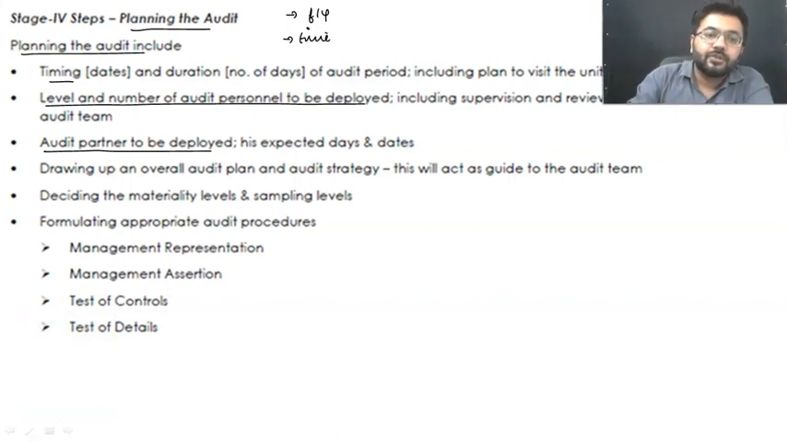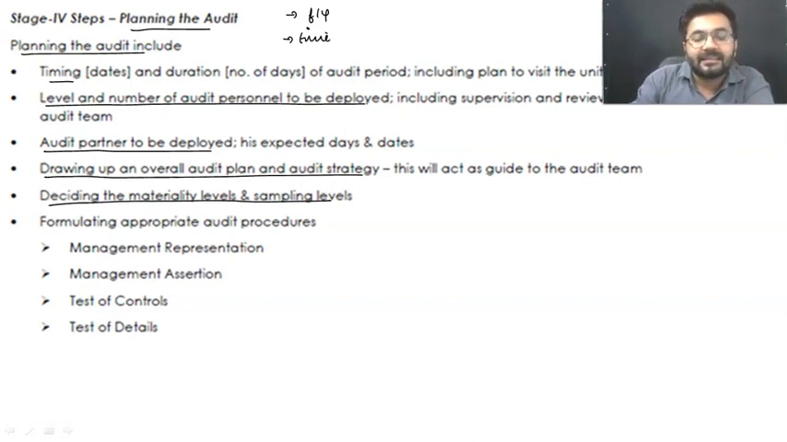Apart from that, there should be drawing up an overall audit plan and audit strategy, and deciding the materiality levels and the sampling levels: how much material is going to be audited, from where you are going to collect your samples. And at the end, you are going to have management assertion, test of control, test of details, and management representations, in case of any, if so required.